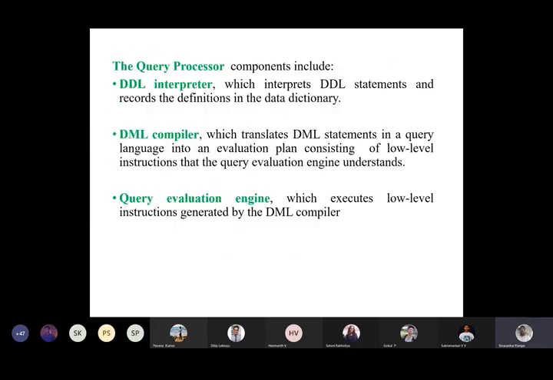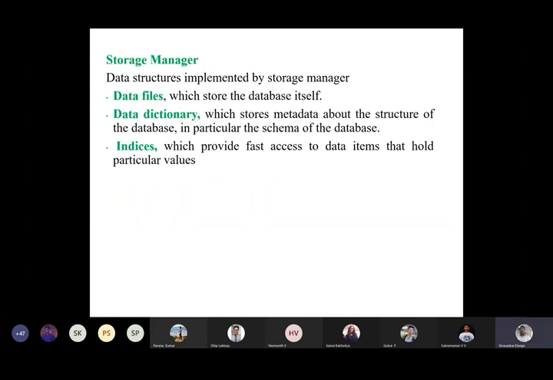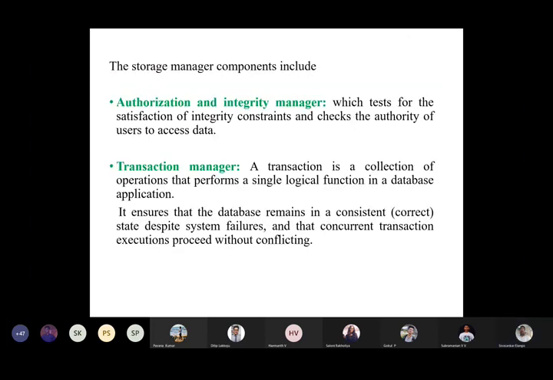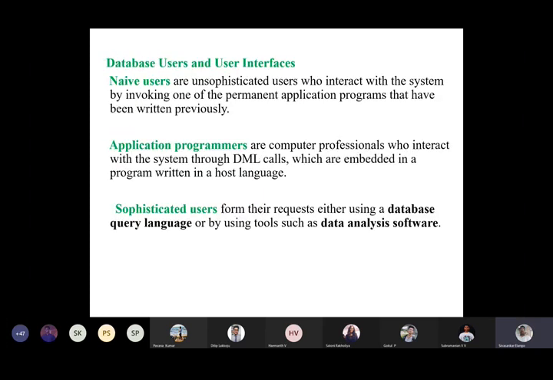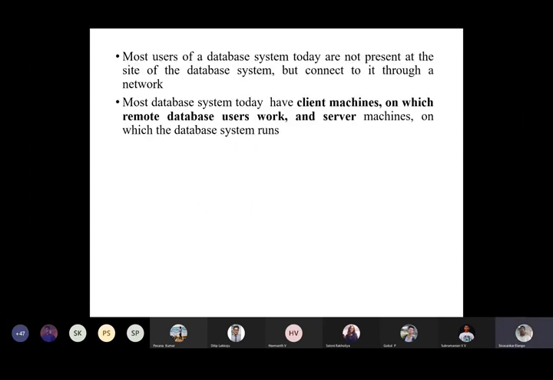So you are familiar with the database system structure, right? You have the storage manager components, then you have the query processor components, and the different types of users who are interacting with the system.